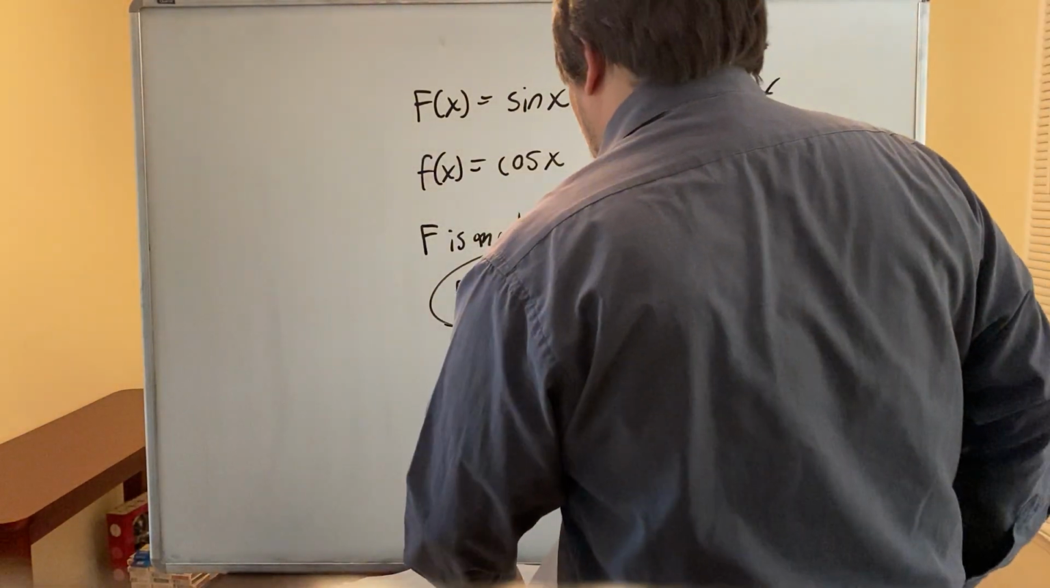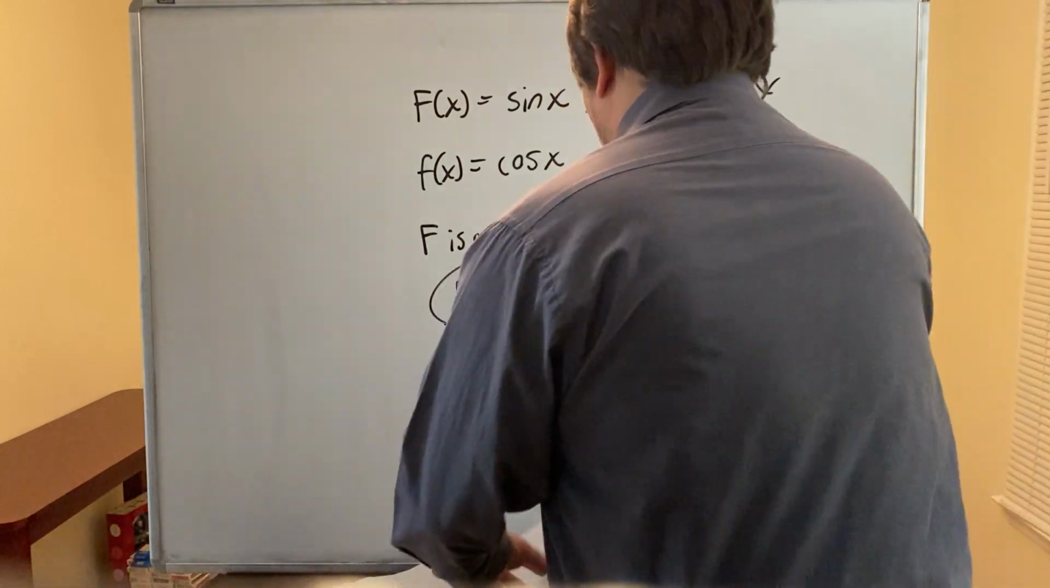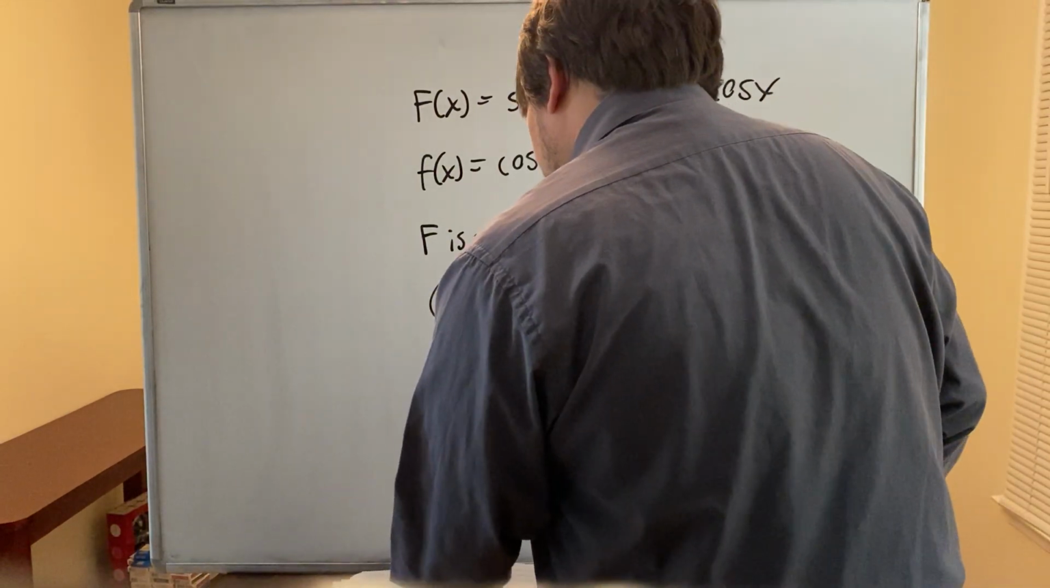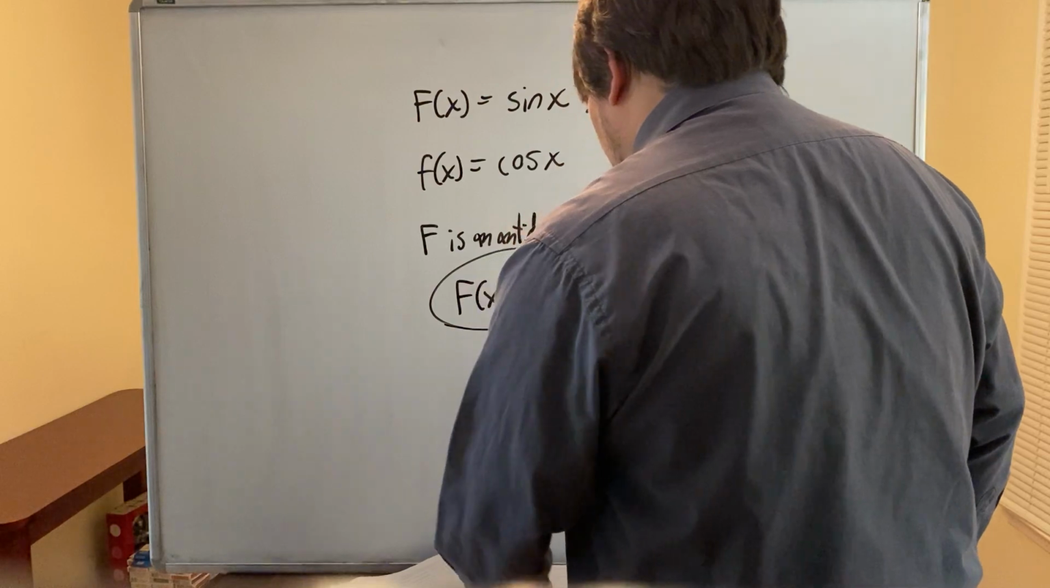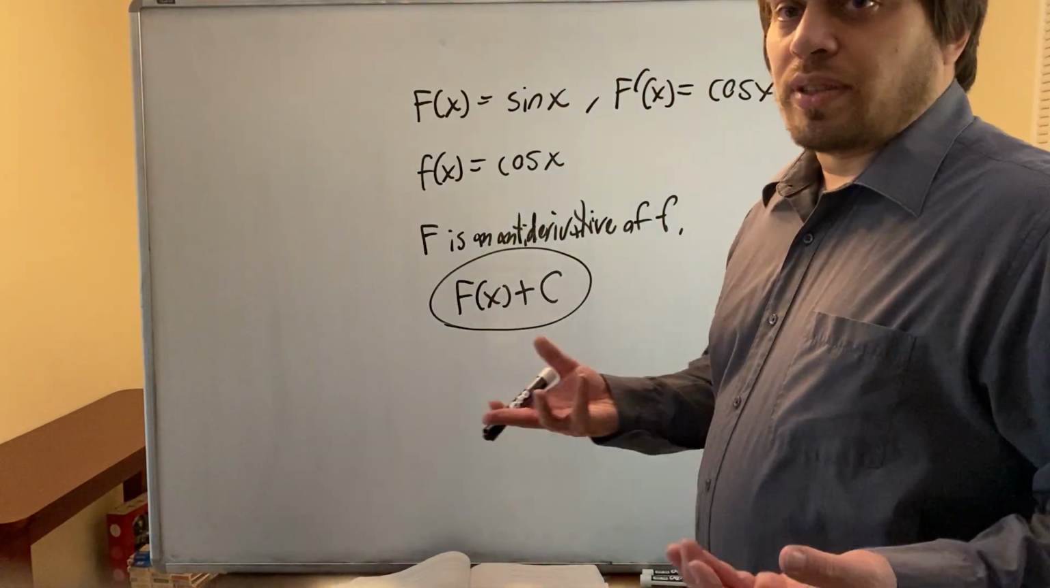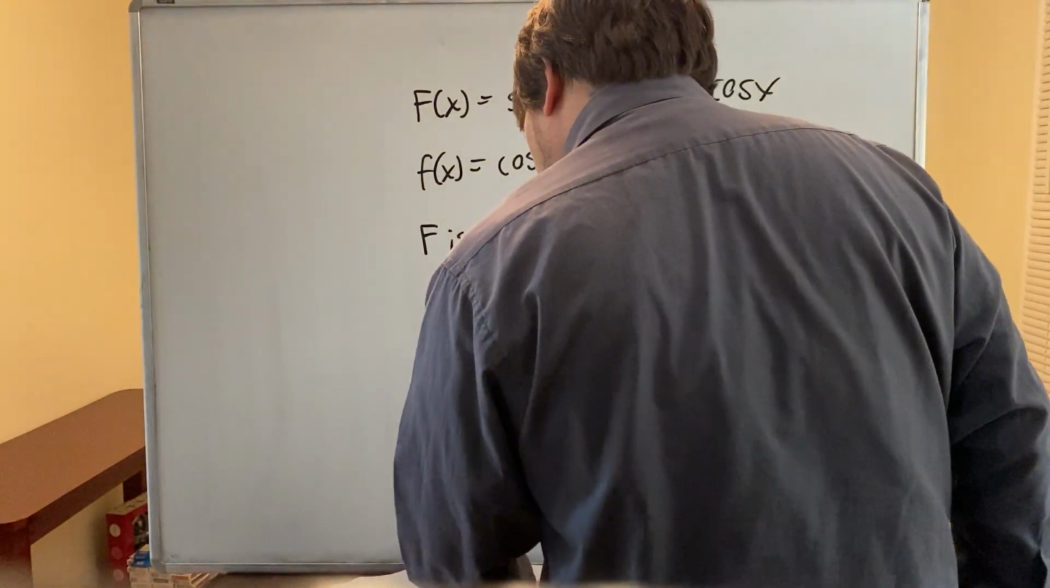And so that's an introduction to 3.7, the beginning of 3.7. You need to know how to find the most general antiderivative of functions.